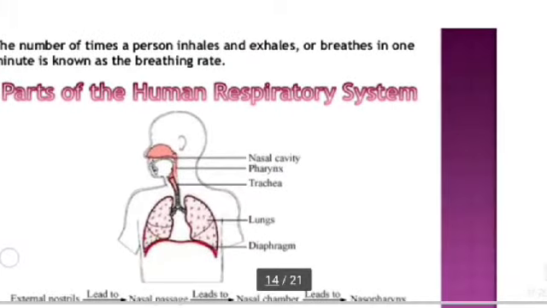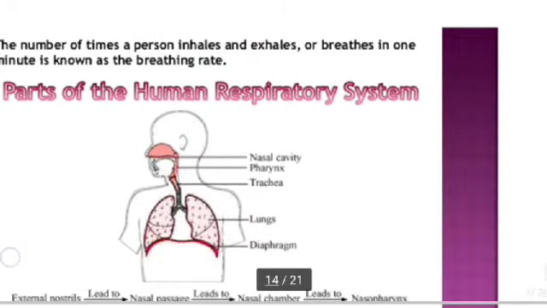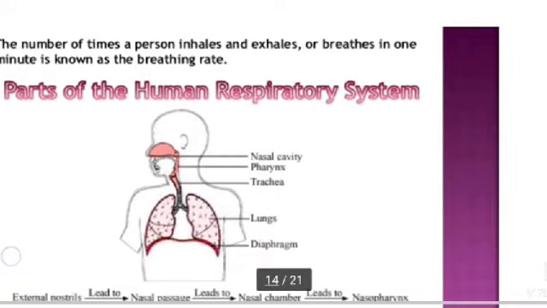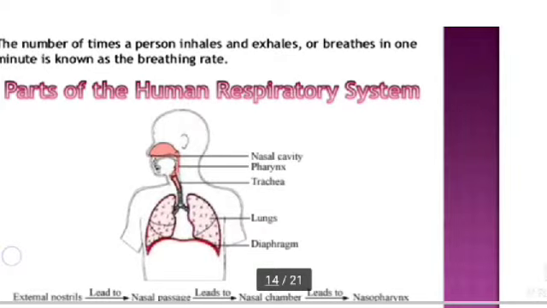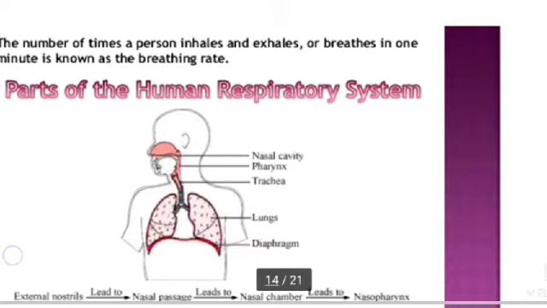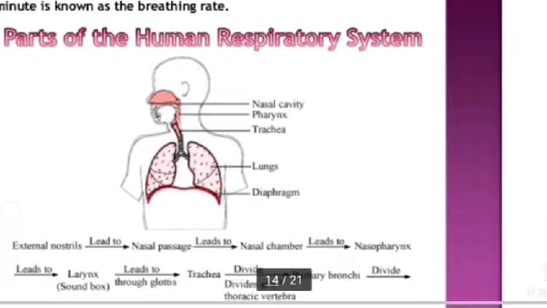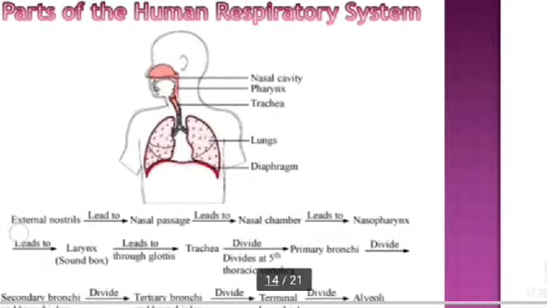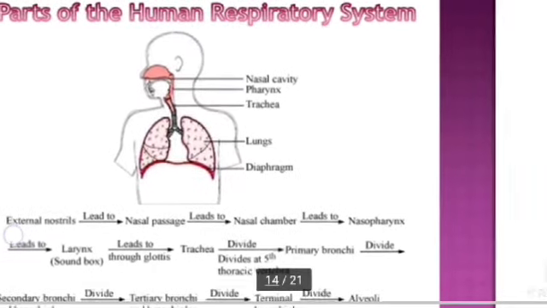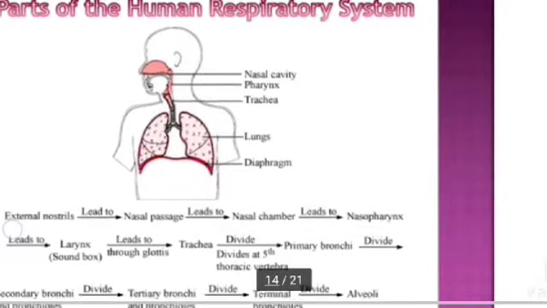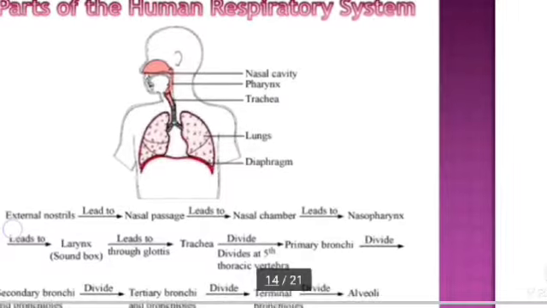The number of times a person inhales and exhales, or breathes, in one minute is known as the breathing rate. Parts of the human respiratory system: nasal cavity, pharynx, trachea, lungs, and diaphragm.